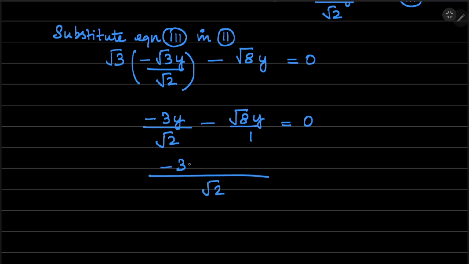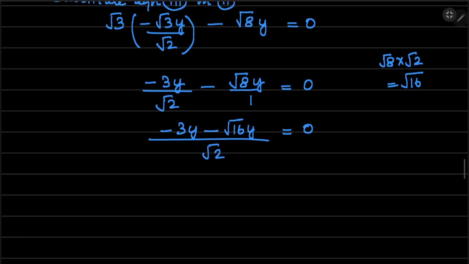So numerator will have minus 3y minus, what is root 8 multiplied by root 2? Root 8 multiplied by root 2 is nothing but root of 8 into 2, which is root 16, and then y, equal to 0. So root 2 will go to the other side. Root 2 multiplied by 0 will be 0. So here what you get? Minus 3y minus, what is root 16? It is just 4. y equal to 0. So what is here? Minus 3y minus 4y is minus 7y equal to 0. Therefore, y is equal to 0.